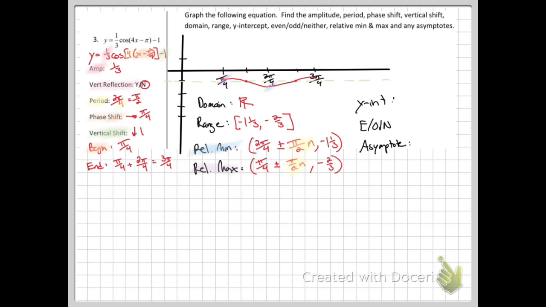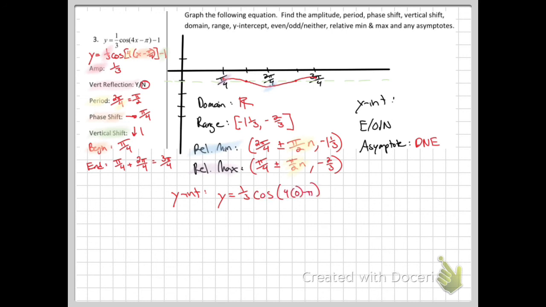Y-intercept, even or odd, neither. Asymptote does not exist. Maybe you can figure out the y-intercept by looking at your graph, but just in case you can't, don't forget you can always fall back on math. Plug 0 into the original equation.